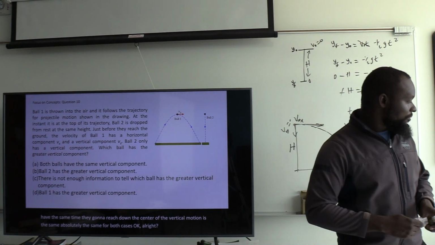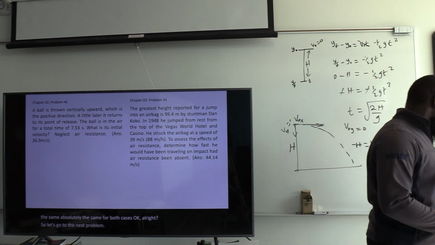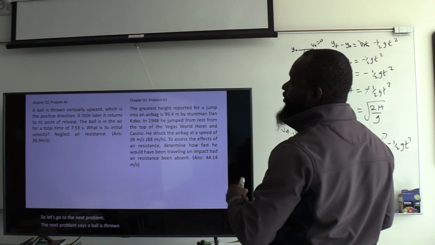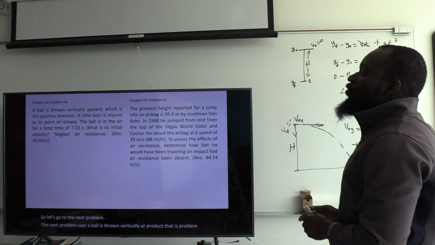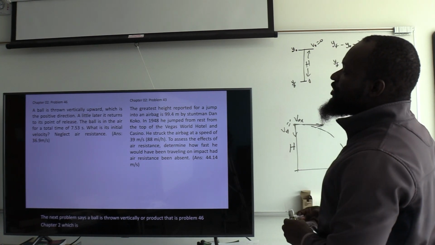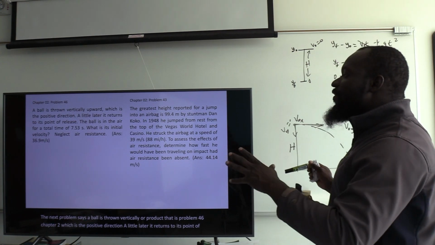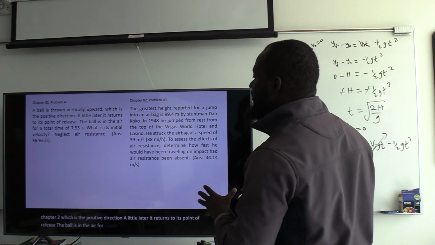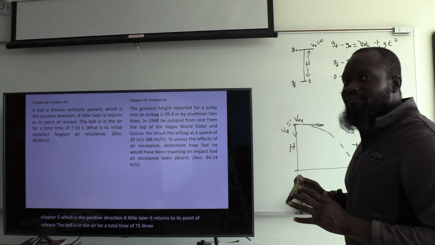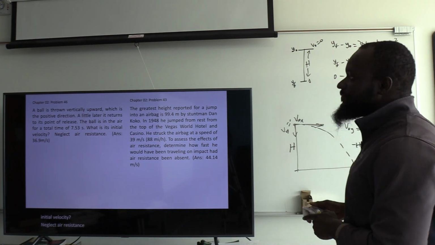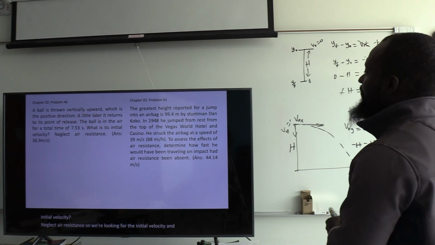So let's go to the next problem. The next problem says a ball is thrown vertically upward. That is problem 46, chapter 2. Which is the positive direction. A little later, it returns to its point of release. The ball is in the air for a total time of 7.53 seconds. What is its initial velocity? Neglect air resistance. So we're looking for the initial velocity, and we are given the total time of flight.